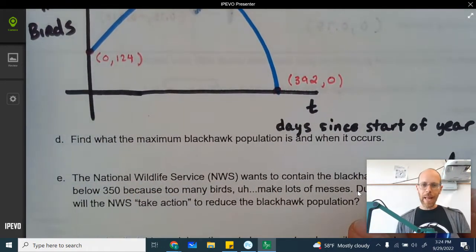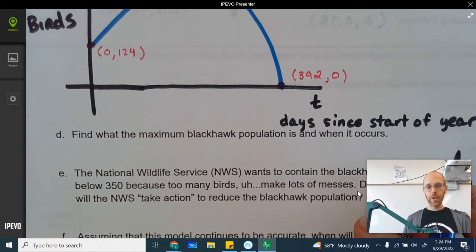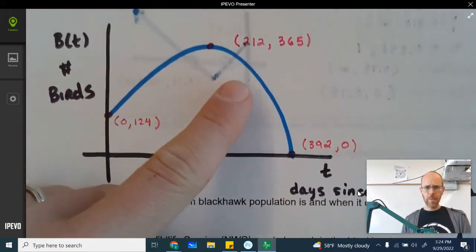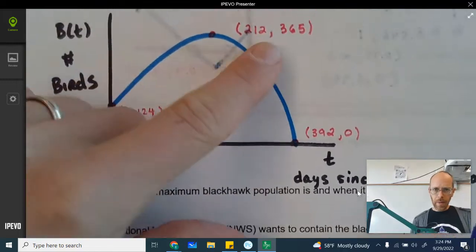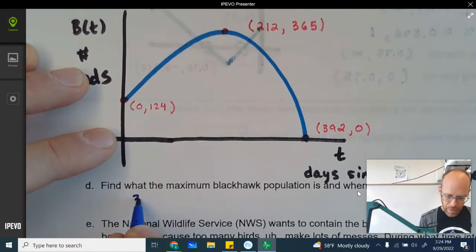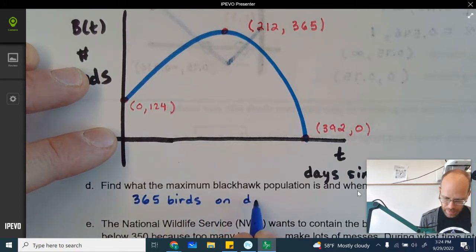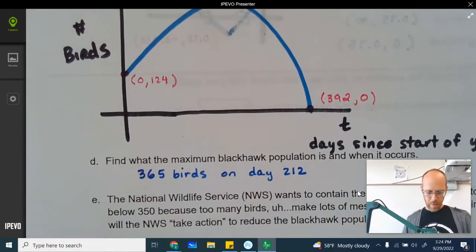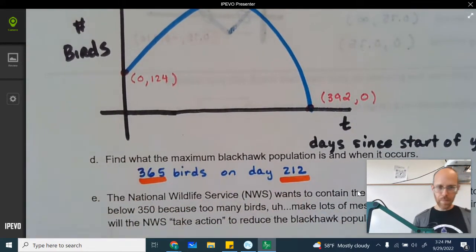Find what the maximum Black Hawk population is and when it occurs. Oh, well, this is easy. We already did this work. So it would be right here. There were 365 birds. Birds are the Y value. On day 212. Boom, boom.